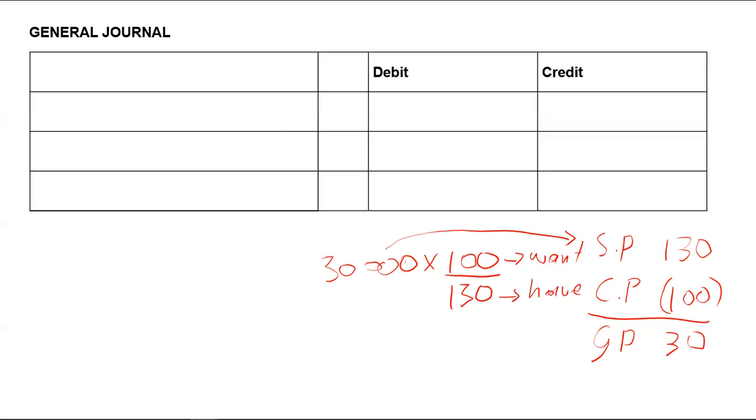When goods are returned, that will increase our trading stock. And remember, trading stock is an asset. Therefore, when it increases, it will increase on the debit side. At the same time, this will decrease cost of sales. And cost of sales is an expense account. So when it decreases, it will decrease on the credit side. Remember, expenses increase on the debit side. So when they decrease, they will decrease on the credit side.